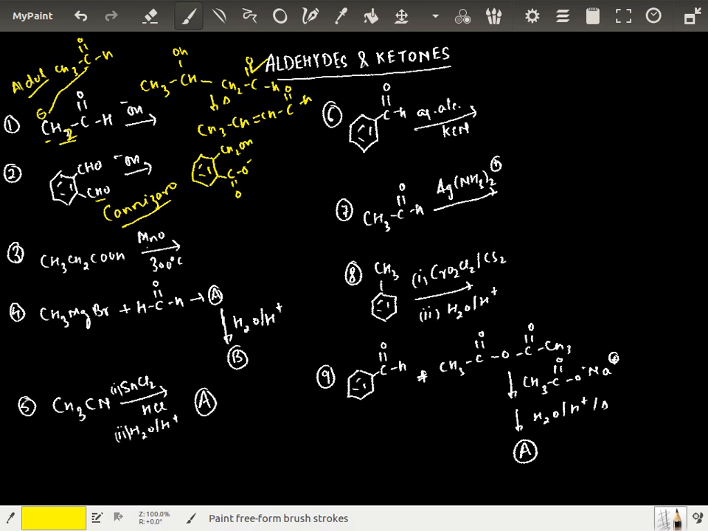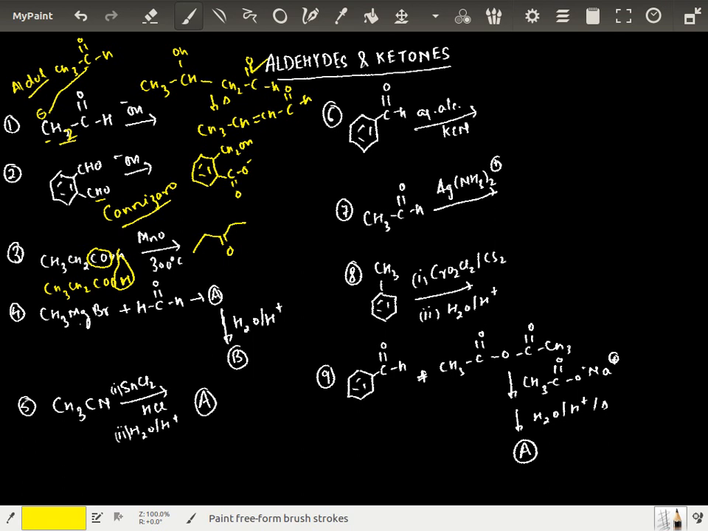Next, in presence of manganese oxide, two molecules of the acid undergo decarboxylation and dehydrogenation. So you can imagine that CO2 leaving and this H2 also leaving. So what essentially is left behind is this molecule, which is the preparation of the ketone. So it's a ketone preparation.